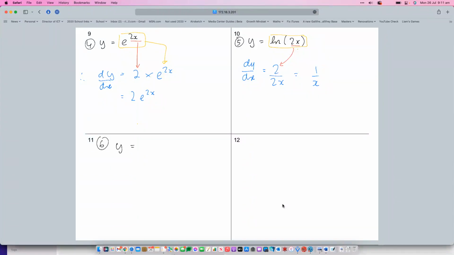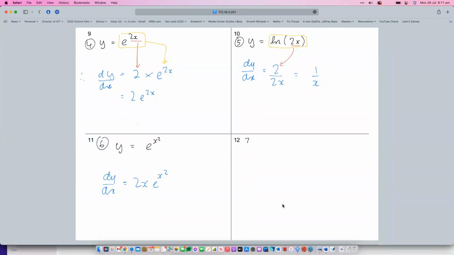If I had y equals e to the 2x, then the dy by dx would be, sorry, I beg your pardon, x squared is what I meant to write. I was thinking ahead. The derivative of x squared is 2x, and then the derivative of e to the x squared is e to the x squared. So you end up with 2x e to the x squared.